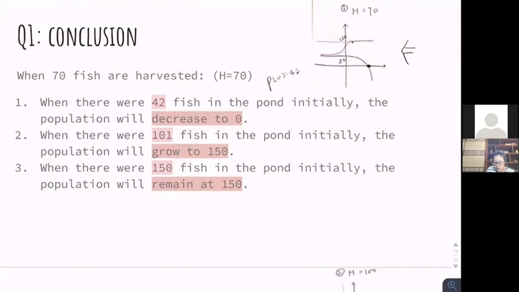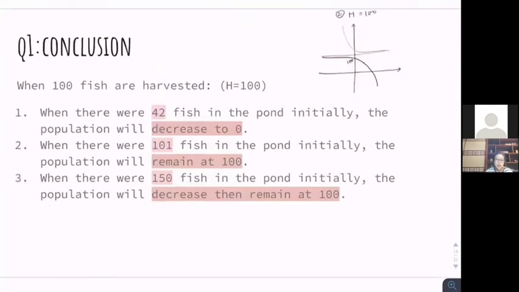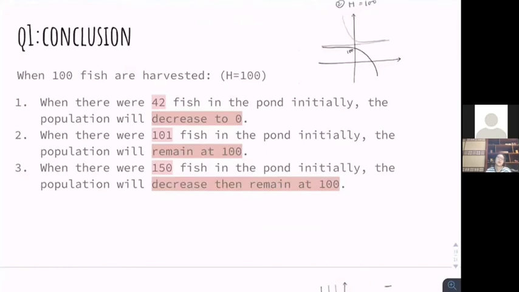Let's see the next condition. When h equals 100, which means when 100 fish are harvested at one time, we will see when there were 42 fish in a pond initially, the population would decrease to 0. Right here, it hits 0 after a period of time. Then secondly, when there were 101 fish in a pond initially, the population will remain at 100, like the straight line in the middle. Then lastly, when there were 150 in a pond initially, the population would decrease and remain at 100, like this line here.